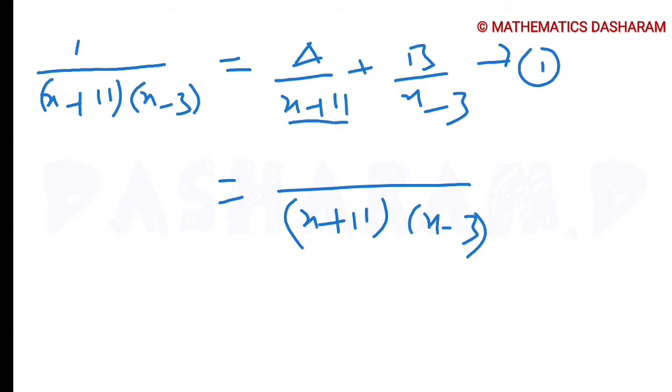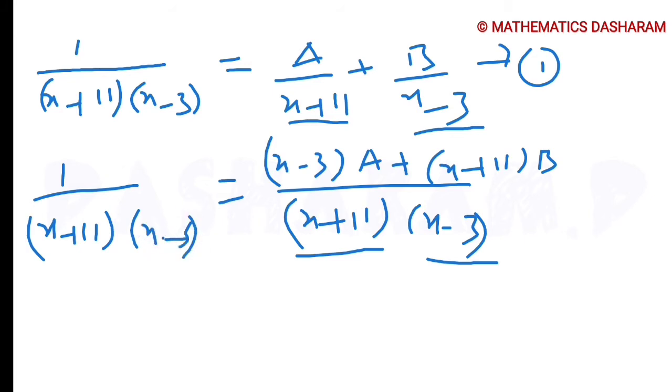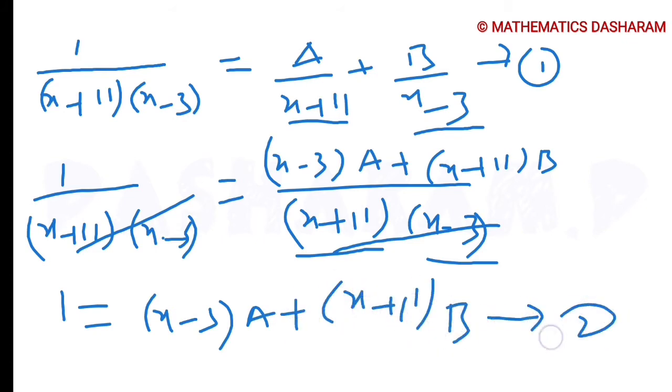Here we have x plus 11, so multiply the numerator with x minus 3: (x minus 3) into a. Plus here x minus 3, then multiply the numerator with x plus 11: (x plus 11) into b. On the left side, (x plus 11)(x minus 3). Here the denominators are the same on both sides of the equal symbol, so we can equate the numerators on both sides: 1 equals (x minus 3) into a plus (x plus 11) into b, equation 2.